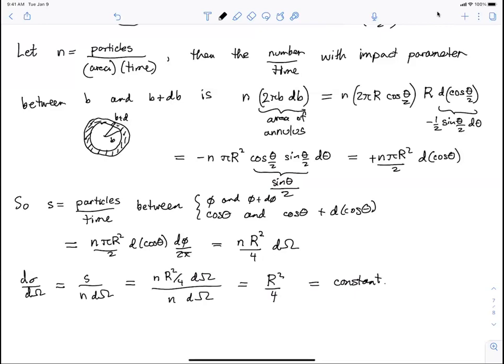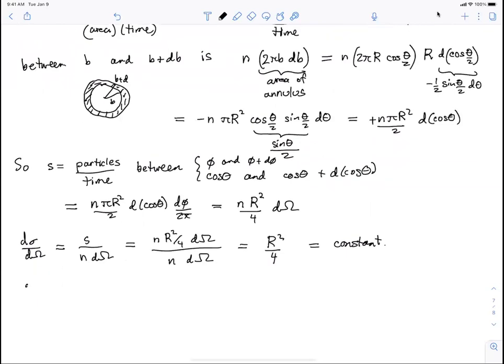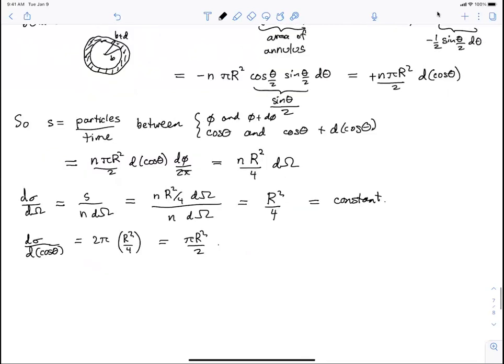So that's a very unusual result. It's very special about scattering from a hard sphere or an impenetrable sphere. It doesn't usually happen. But in this case, that makes everything nice and easy. d sigma by d cosine theta is just 2 pi times that, which is otherwise known as pi r squared over 2. And now we can integrate that to get sigma. We're integrating minus 1 to 1 d cosine theta times our constant, which is pi r squared over 2. And the integral from minus 1 to 1 of 1 is just 2. So this works out to be pi r squared.